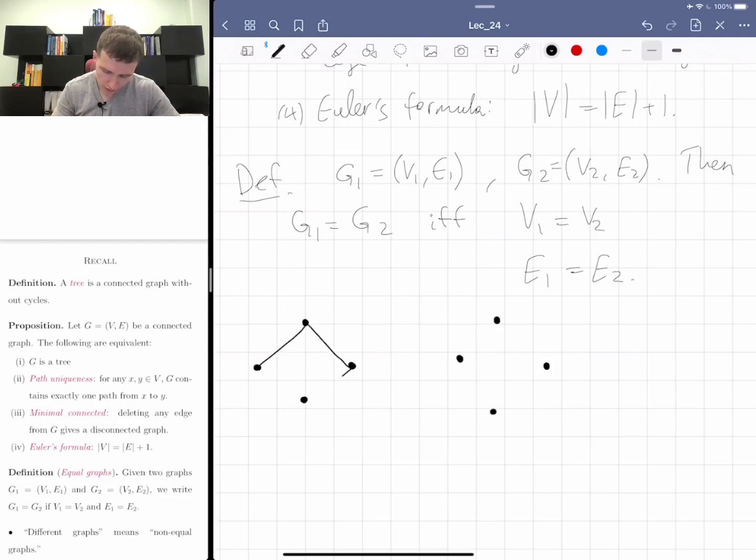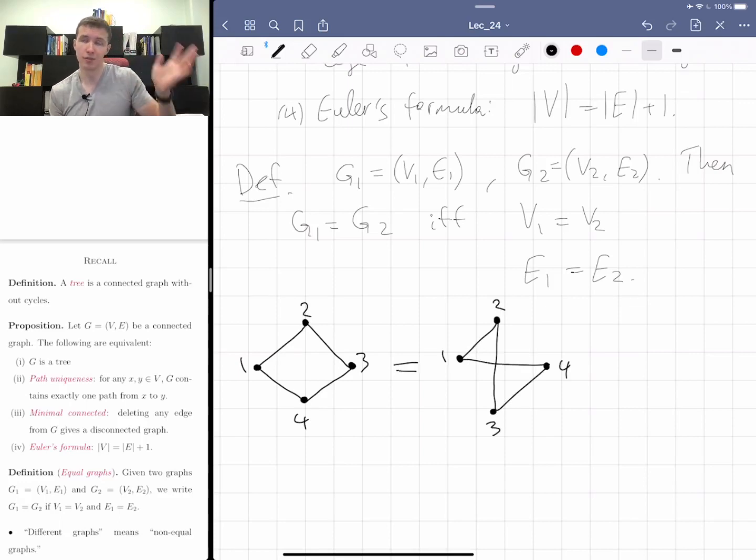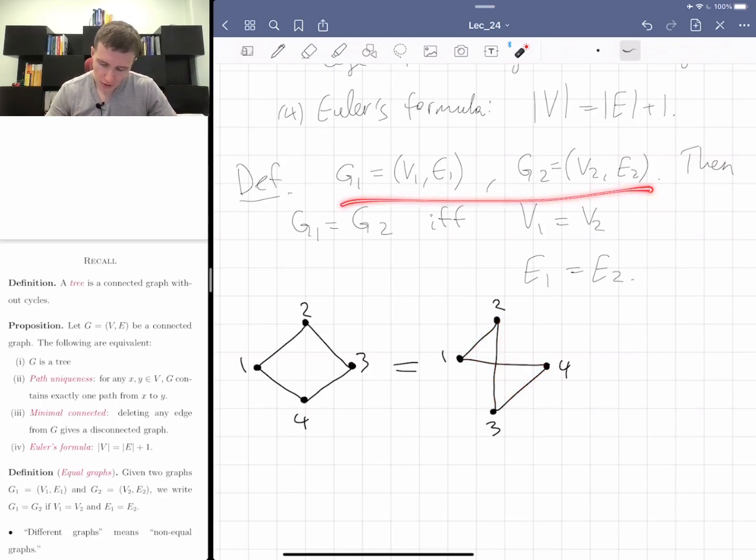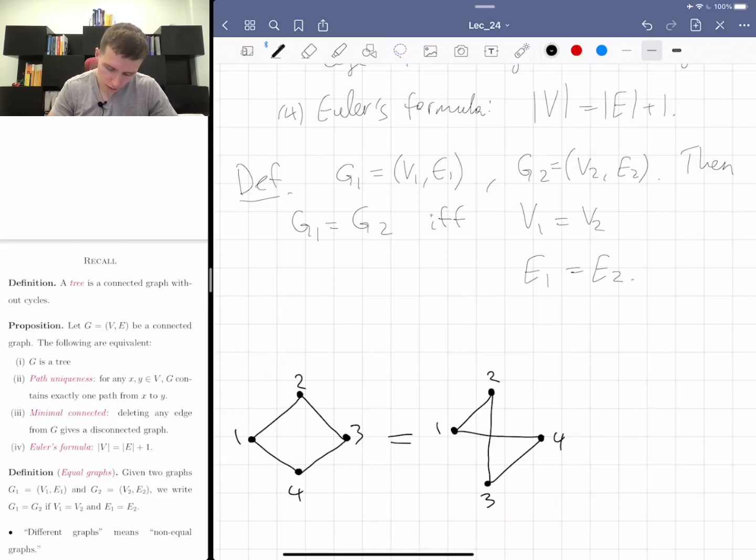I can draw one graph maybe like this, 1, 2, 3, 4, and I can draw another graph like this, 1, 2, 3, 4. Now these two graphs are the same. It doesn't matter how I draw them in the plane, just that the set of vertices is 1, 2, 3, 4, and the set of edges is 1 2, 2 3, 3 4, and 1 4. That's the notion of equality. If they are not equal, otherwise we call them different.